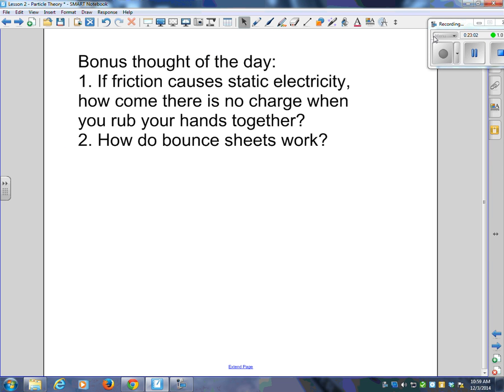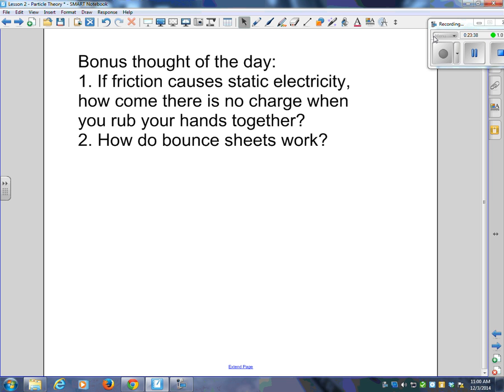Here's a bonus thought of the day. I'm not giving you the answers until Friday. If friction causes static electricity, which we've already seen, how come there's no charge when you rub your hands together? It's the same kind of product. I think Riley may have it. Hang on to that thought. The rest of you think about it. Don't say anything, Riley. Let them think. How come when you rub your hands together, we don't get static?